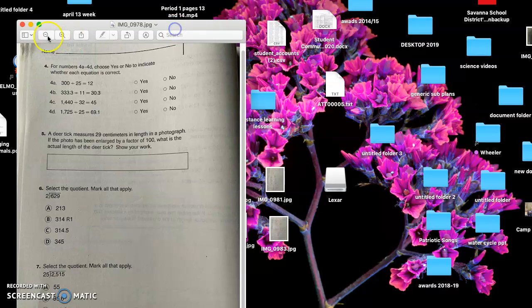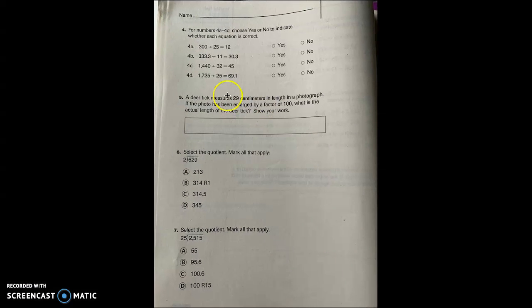Okay, question number 4. Question number 4 is just like question number 1. You're going to multiply going backwards. So you're going to take 12 times 25 to see if you get 300 and do the same thing for each of these. Question number 5. A deer tick measures 29 centimeters in length in a photograph. If the photo has been enlarged by a factor of 100, what is the actual length of a deer tick? So again, if it's been enlarged, it means it was made bigger. So the actual length is smaller. So we're going to take 29 divided by 100 for number 5.